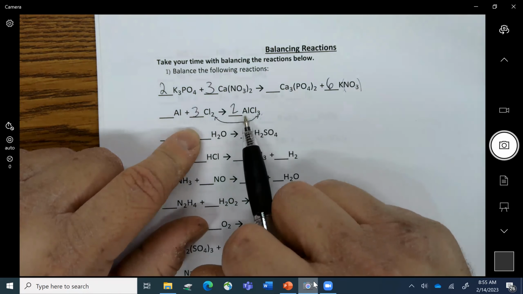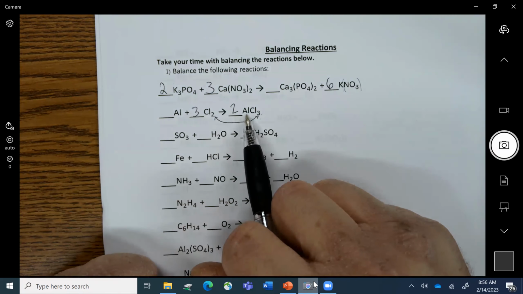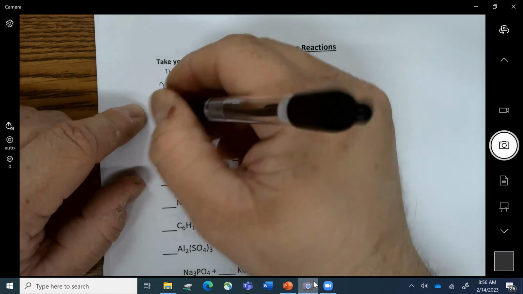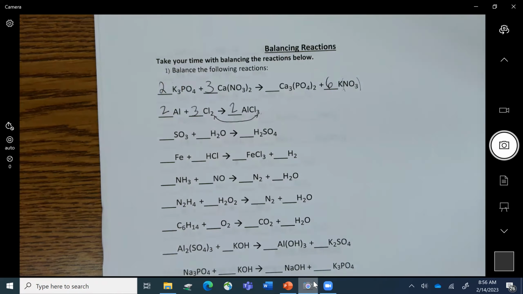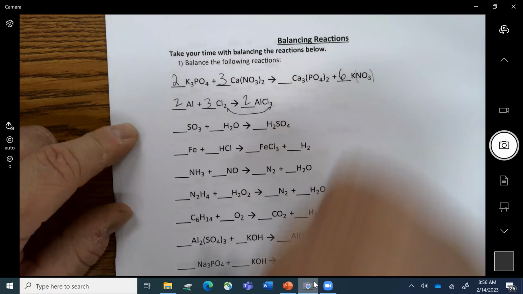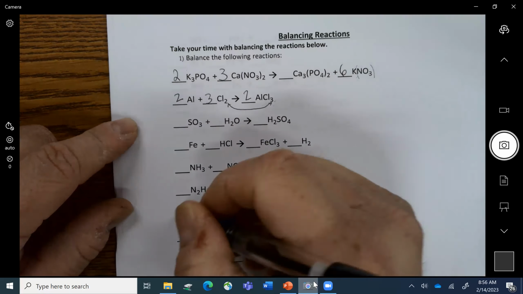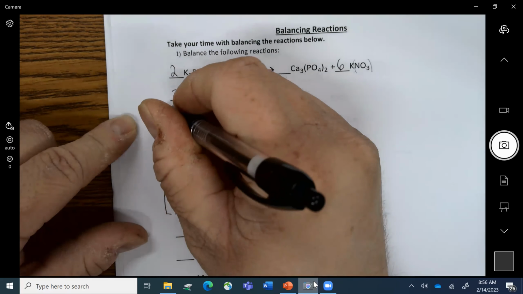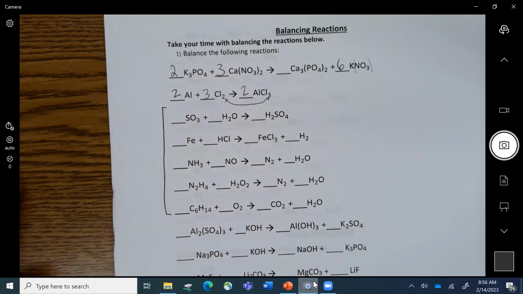How many aluminums do I have over here now? I have 2 here and 1 over here. So how do I get that to 2? See? Not so bad, huh? All right, so let's do, yeah, these are good ones right here. All right. These ones right here that you can see bracketed.